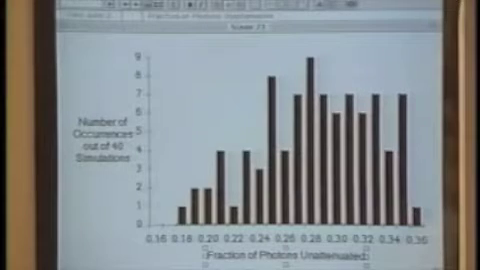100 photons. The distribution has become smoother. The average is now 0.279, or 28%.